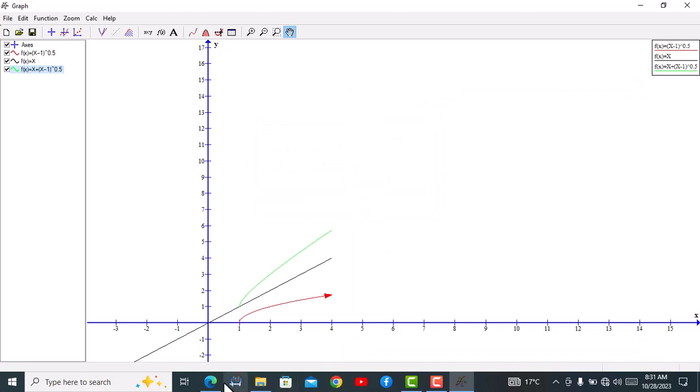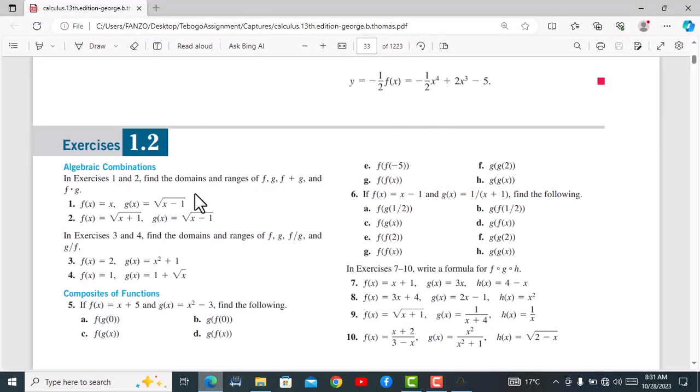Okay, that is fine. I hope and believe that we have understood all this. I don't have the memorandums for this, but I'll try to download the solutions for this, Thomas. But I believe we are doing things fine. So that was f plus g, the domain.